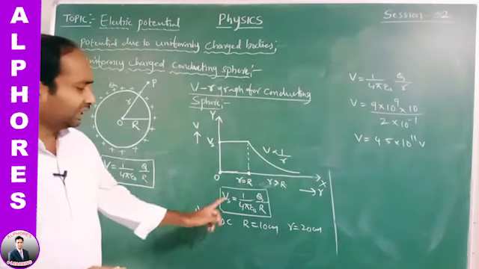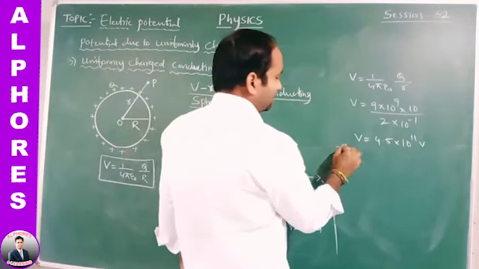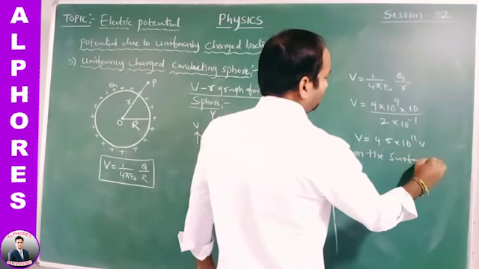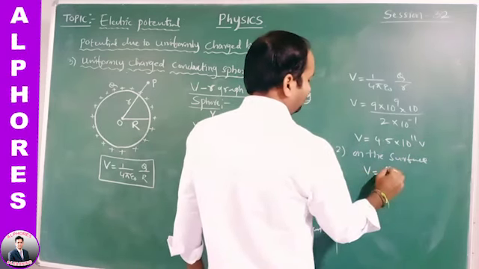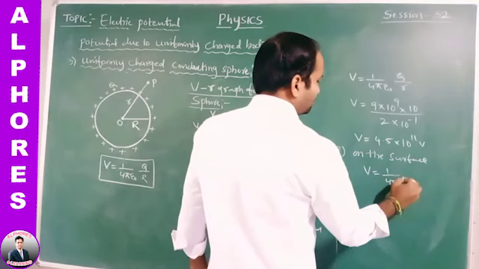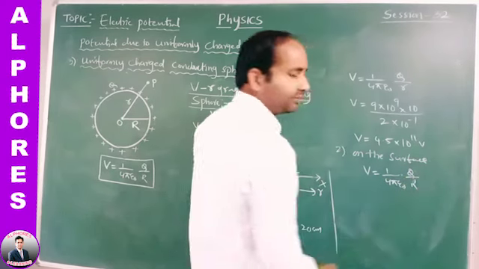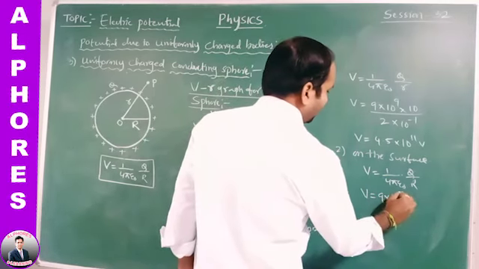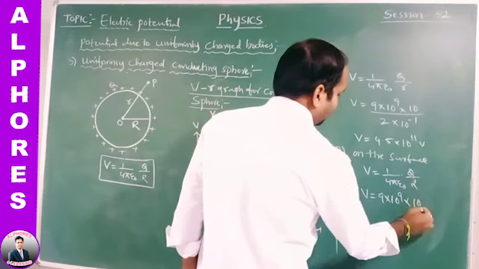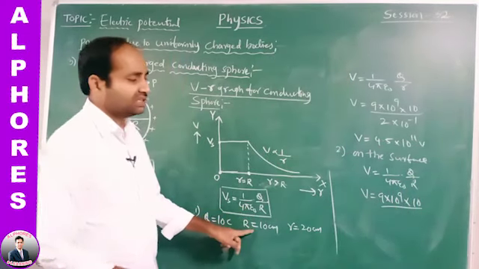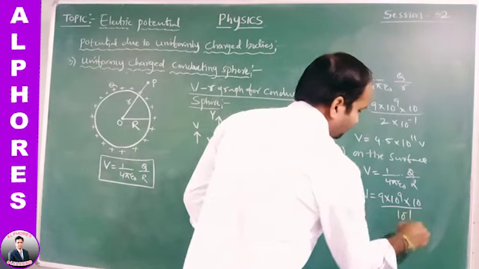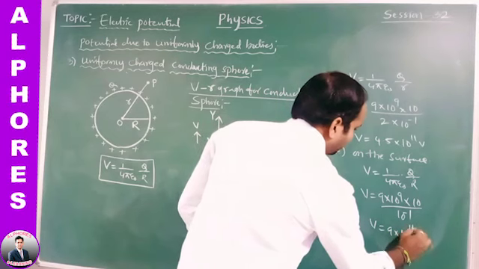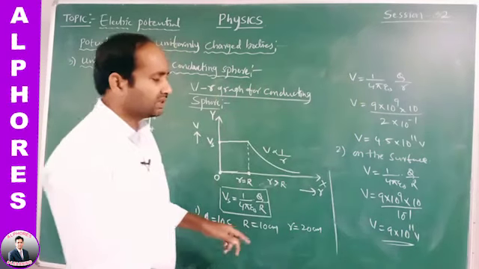But at any point on the surface, small r is equal to capital R. That is, V is equal to 1 by 4 pi epsilon naught, capital Q by capital R. Its value is 9 into 10 to the power of 9, capital Q is 10, and the radius of the conducting sphere is 10 centimeters, 10 power minus 1. So V is equal to 9 into 10 to the power of 11 volts at any point on the surface.